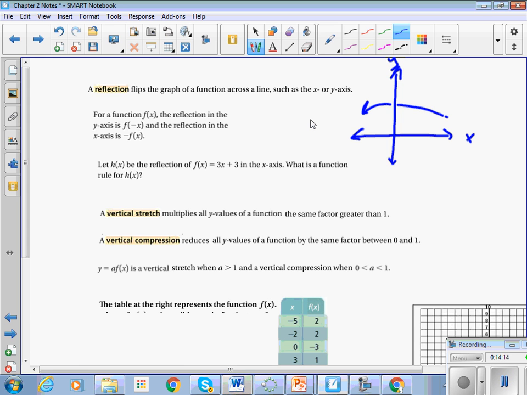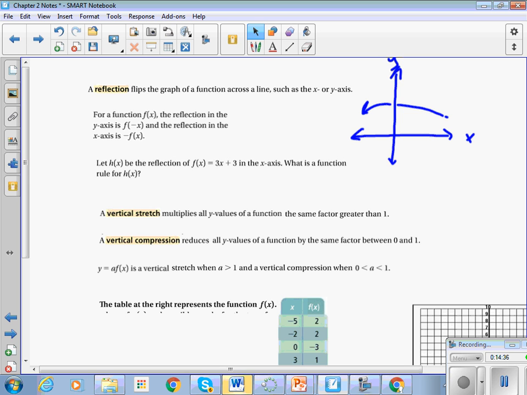So it's going to reflect it across the y-axis. To reflect across the x-axis, you're going to take your entire function and stick a negative on the front of it. And that'll give you a reflection across the x-axis. And I'm going to show you what that looks like here.